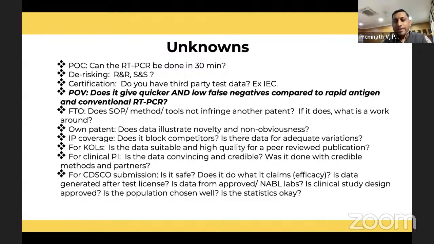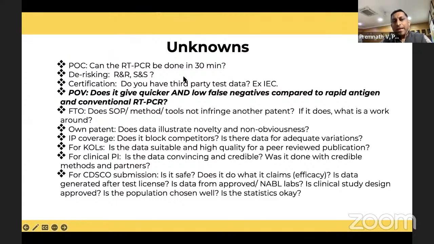The proof of value here might be slightly different. The claim that you made was that in an airport setting, it will give you a quicker result and a low number of false negatives. So the proof of value for a user is, does it give quicker results and low false negatives compared to rapid antigen and conventional RT-PCR tests, right? So that is your statement for which you'll design your experiment in order to prove that it indeed creates value for the user, which is distinct from any other solution that is available.